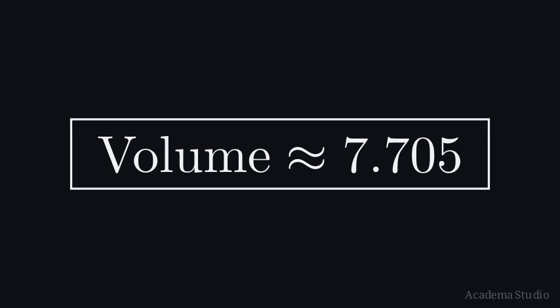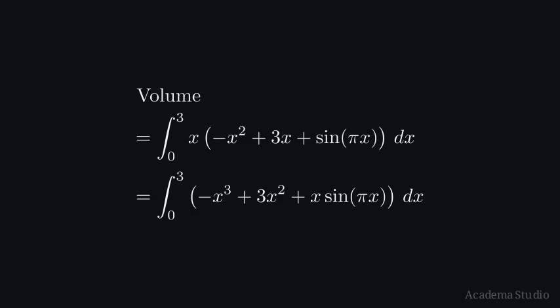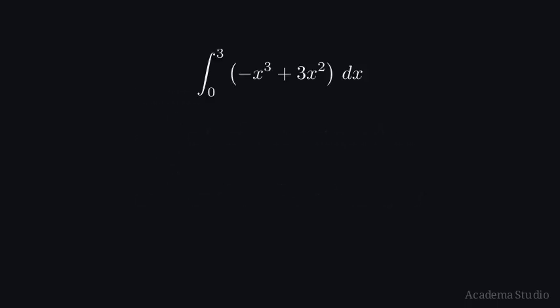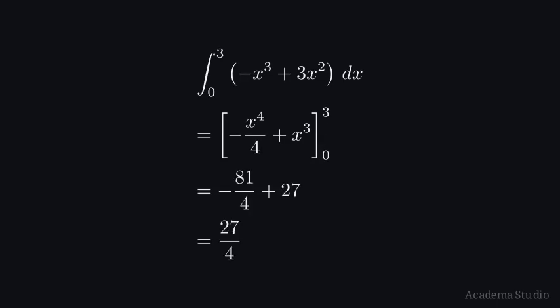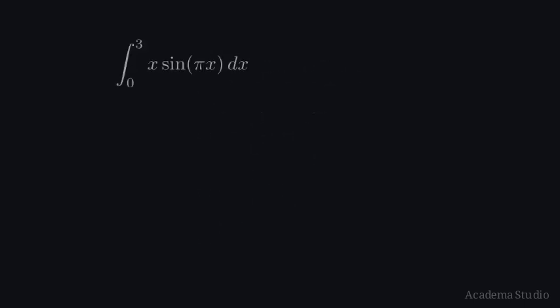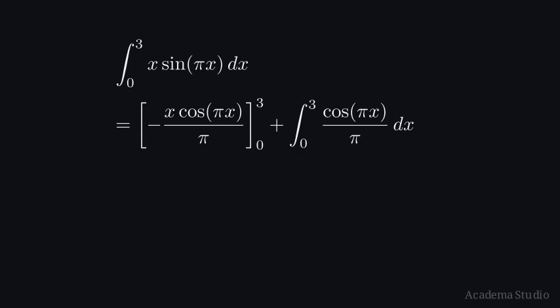7.705 cubic units. Here is an optional exact check. The polynomial part evaluates to 27 over 4. Now the integral from 0 to 3 of x sine of pi x dx. Using integration by parts, this equals negative x cosine of pi x over pi from 0 to 3, plus the integral from 0 to 3 of cosine of pi x over pi dx.